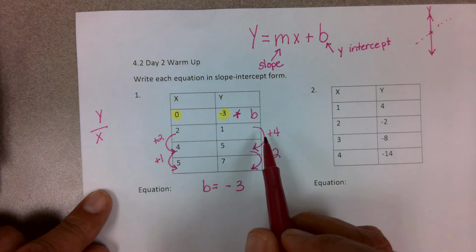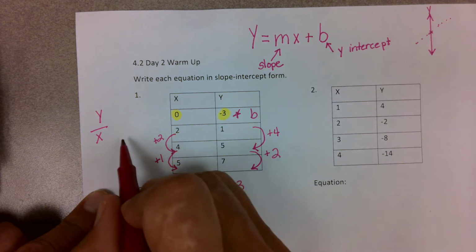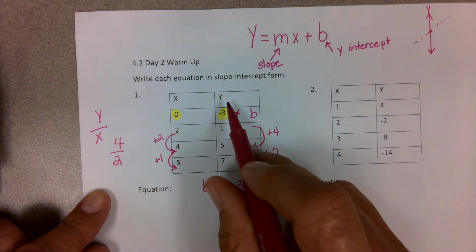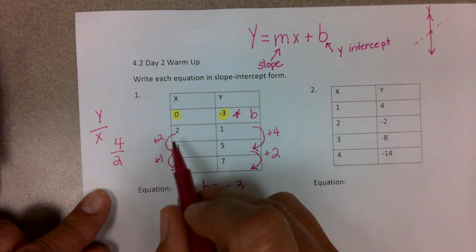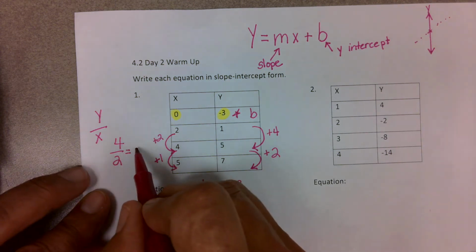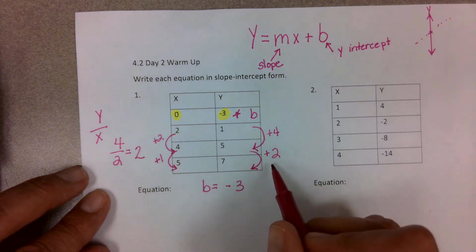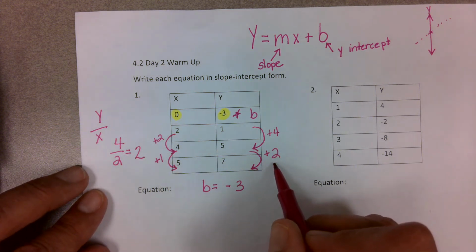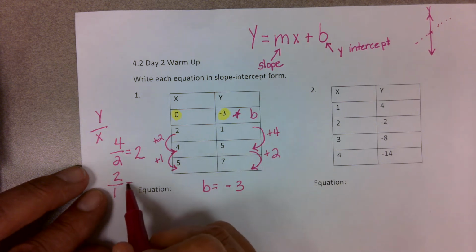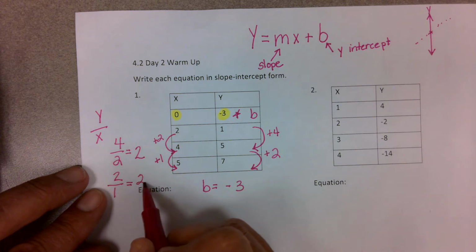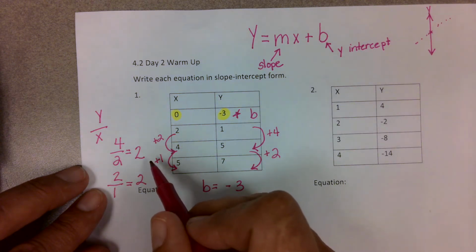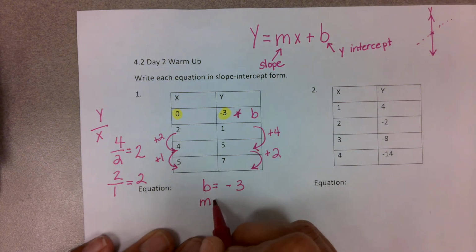So let's do the change here, which is 4 over 2. So 4, here's your y, over 2, which is your x. And if I simplify that, 4 divided by 2 would be 2. Let's look at this one. If I put the y, 2, over the 1, and I simplify, 2 divided by 1 is 2. So you can see that they have the same slope. So m equals 2.